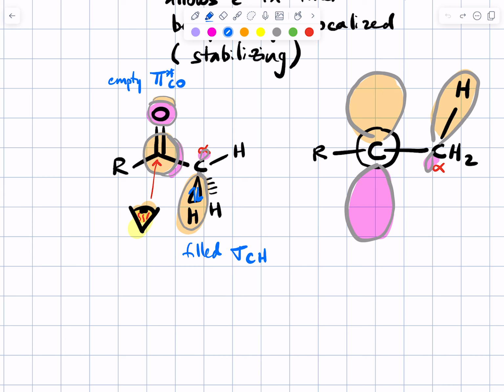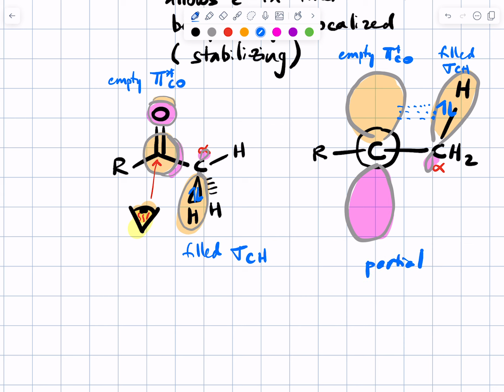Okay, when this happens, the electrons in that filled bonding orbital can delocalize a little bit, not completely, into the carbon-oxygen pi star. So I'm going to use dotted lines to indicate partial delocalization. Why do I say partial?